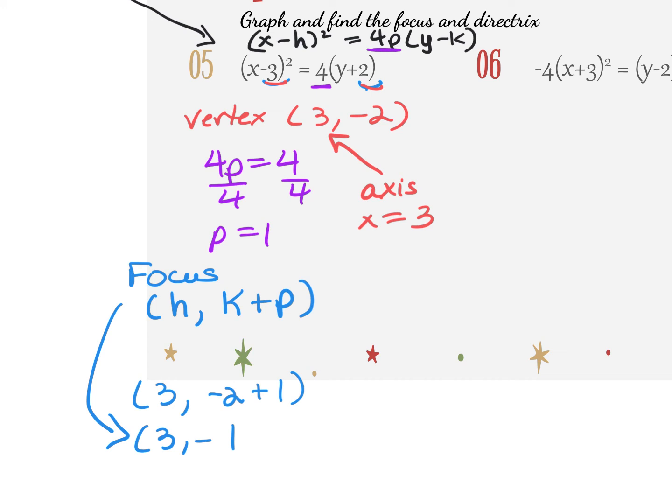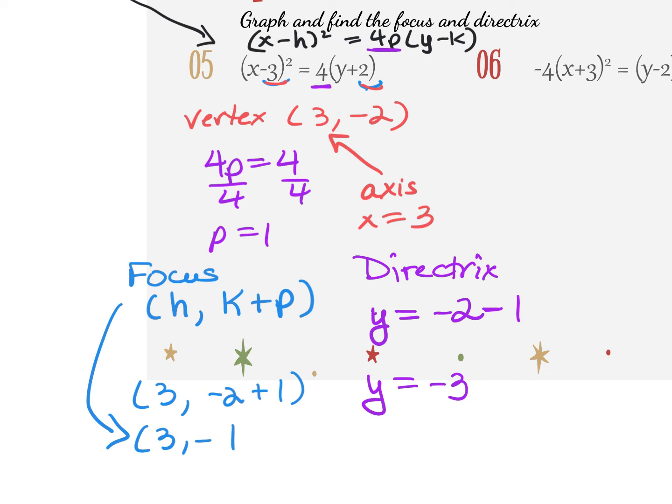For the directrix, again, we're going to look at that non-squared variable. So for my directrix, my non-squared variable was y. And then again, I'm going to take the y of the vertex and add the opposite of p. So p was positive 1, so really what I'm going to do is subtract 1. So my directrix is at y equals -3.